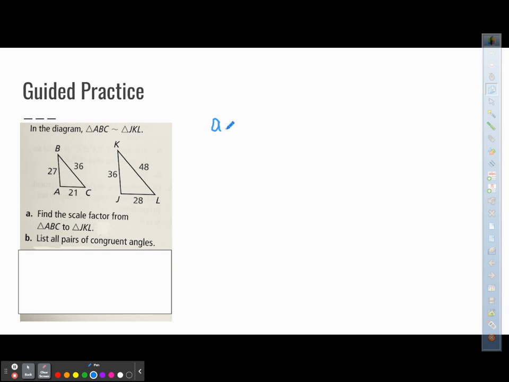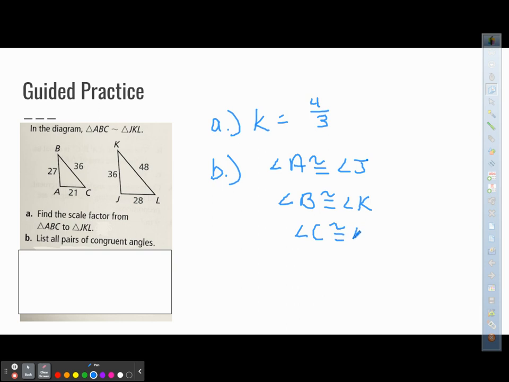Owen, what did you and your partner get for the scale factor? 4/3. Do y'all agree with that? Yeah. Okay. And in part B, you had to list all the pairs of corresponding angles. Sierra, what did y'all get as the corresponding angles? Do y'all agree with that? Yeah. Perfect. All right, let's move on to the next section.